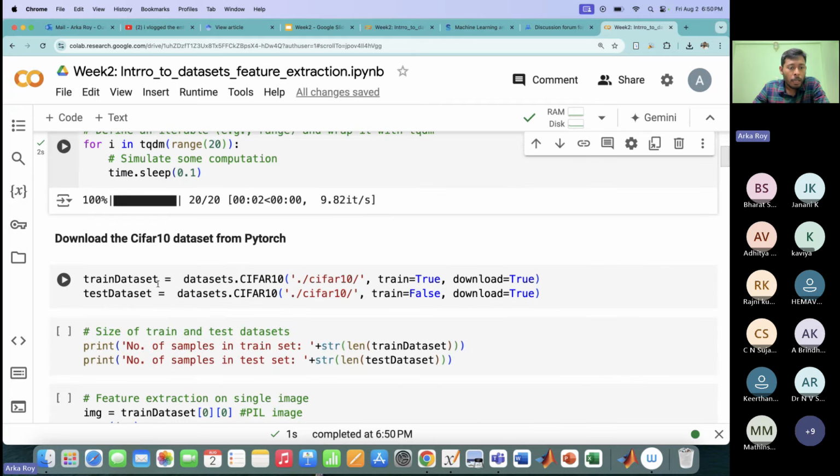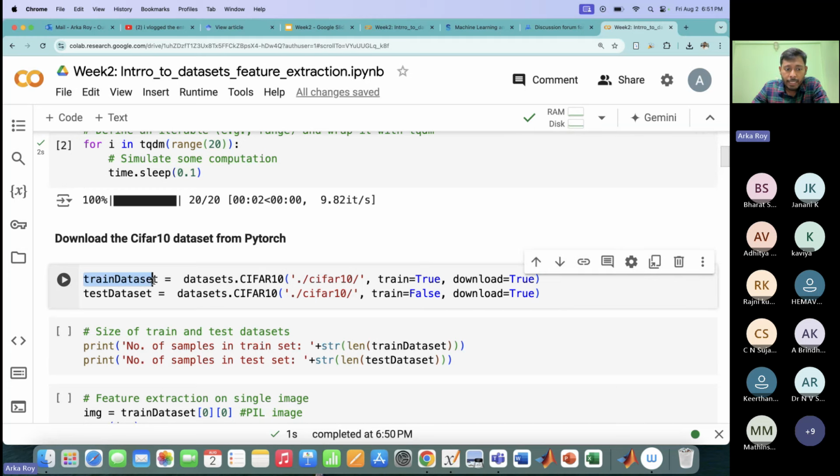Nothing fancy. Now, the thing is how you can import the dataset using PyTorch. Over here, we'll be importing the dataset CIFAR10 using PyTorch. There are two folders in any sort of dataset. One is basically the train dataset.